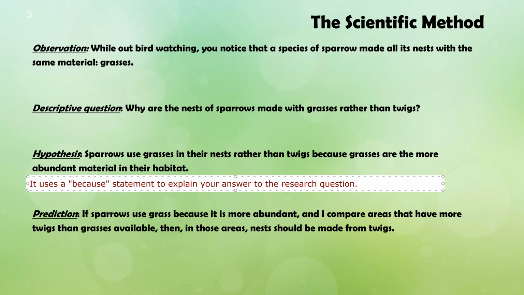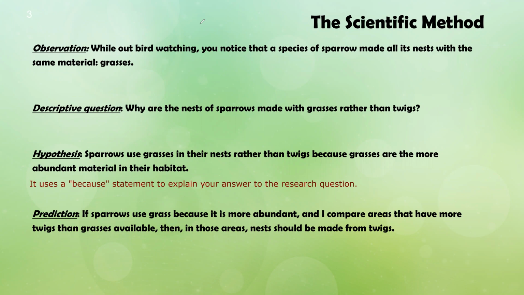Okay, so you have your research question. I observe this. Why do I observe this? Hypothesis is your explanation. Okay, here is the because statement. I think this is occurring because grass is more abundant. Now, you won't always see the because part, but if it's an explanation, it's a hypothesis.